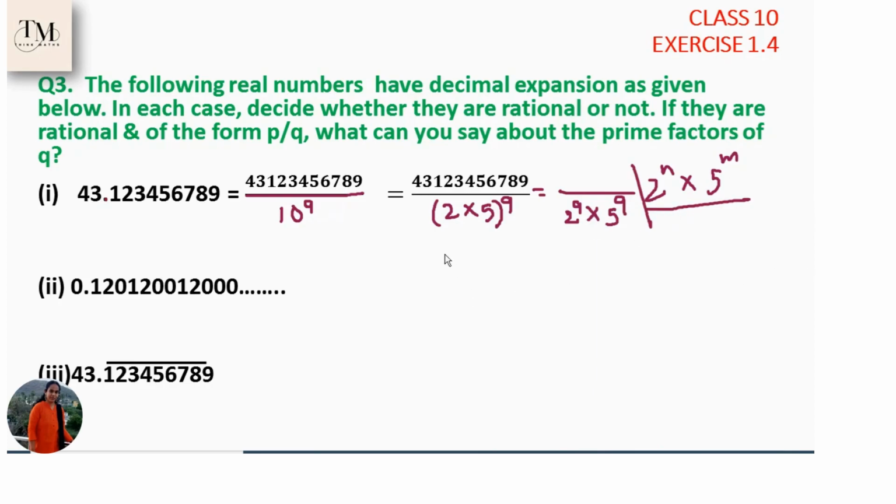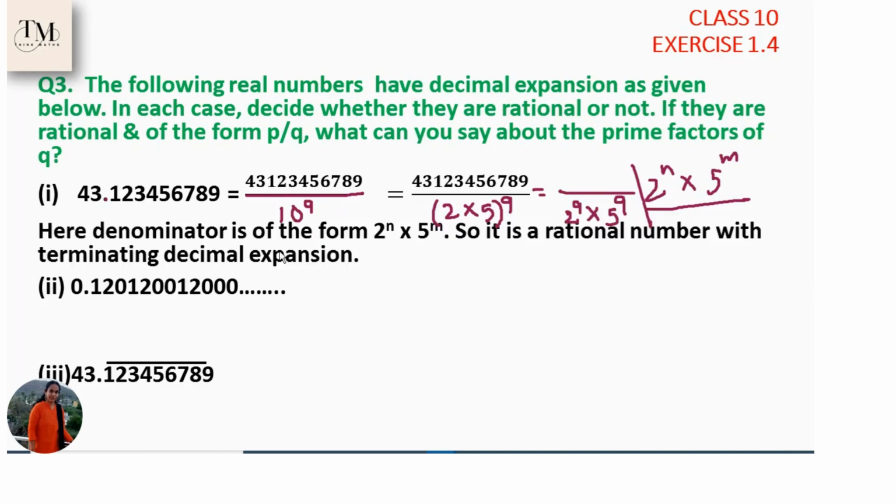So we can say that the given decimal expansion is a rational number. Here the denominator is of the form 2 power n into 5 power m. So we can say that this number is a rational number with terminating decimal expansion. Okay. So this expansion terminates, that is ends. So we can say this rational number has a terminating decimal expansion. Okay. So let me take the next problem.